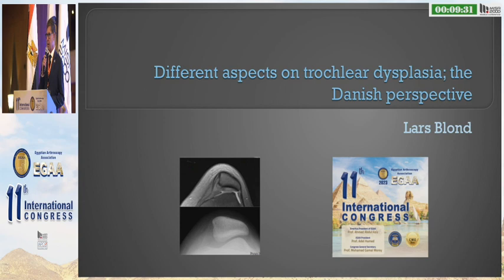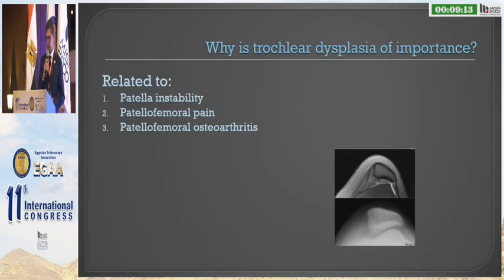Great. So trochlear dysplasia is related to increased femoral anteversion, but it's related, but this is all different. And why is trochlear dysplasia of importance? It's of huge importance. Every knee surgeon should know about trochlear dysplasia. First of all, it's related to patellar instability, it's related to patellofemoral pain, and it's related to patellofemoral osteoarthritis.